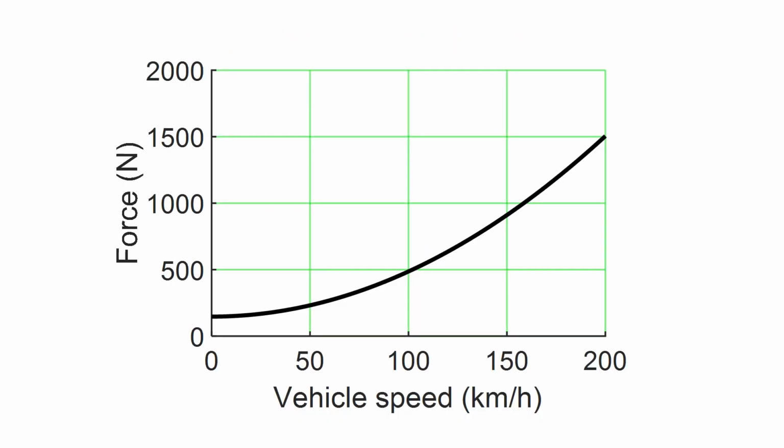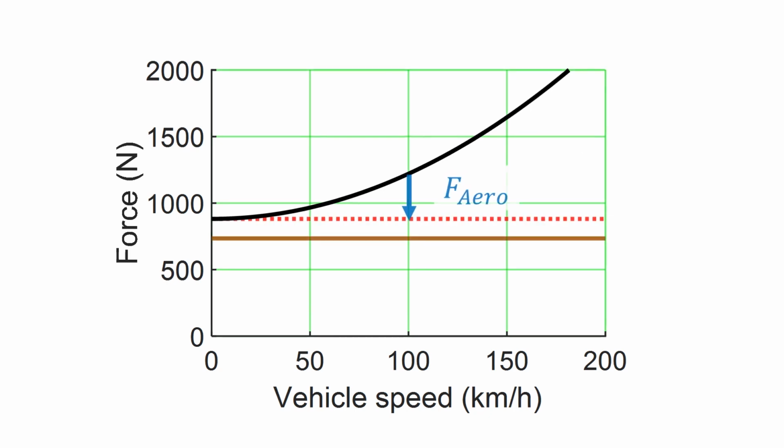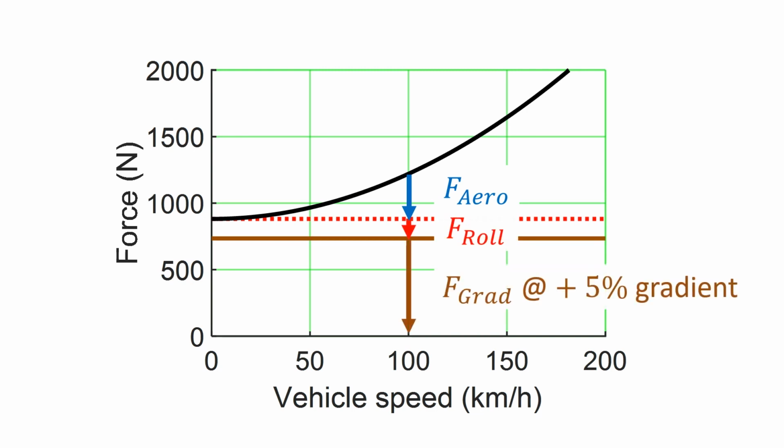This diagram shows the running resistance on a flat road. Since the gradient force is independent of vehicle speed, it will only add a constant to the running resistance force for a flat road. Therefore, an uphill gradient will only shift the running resistance force upwards in the diagram. So, the total running resistance force equals aerodynamic resistance plus rolling resistance plus gradient force. Notice that already at a modest gradient like 5%, the gradient force is bigger than the sum of rolling resistance plus aerodynamic resistance, up to about 130 km per hour for this vehicle.